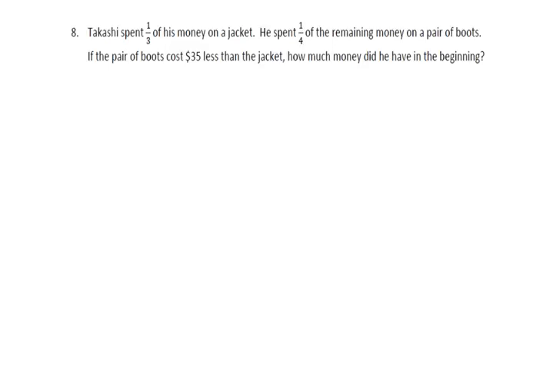In problem number 8, Takashi spent a third of his money on a jacket. He spent a fourth of the remaining money on a pair of boots. And if the pair of boots cost $35 less than the jacket, how much money did he have in the beginning? So let's take his money first of all and break it down into 3 equal parts.